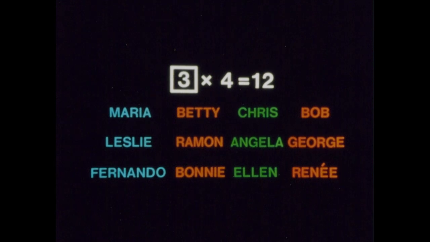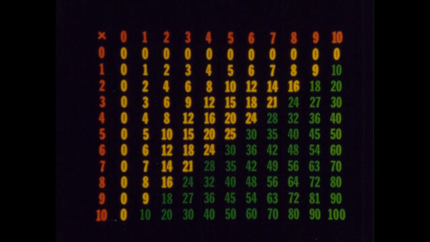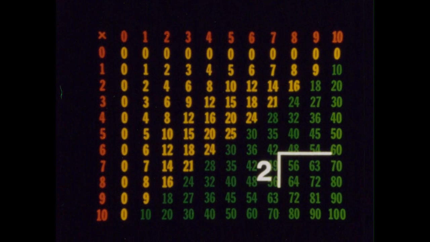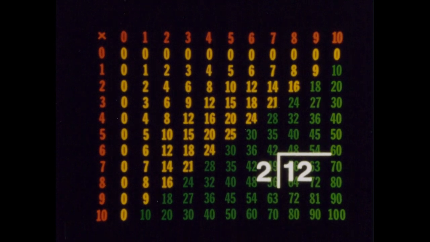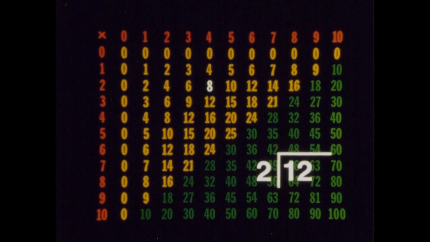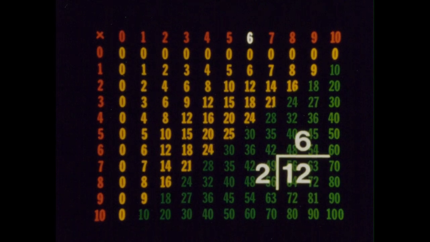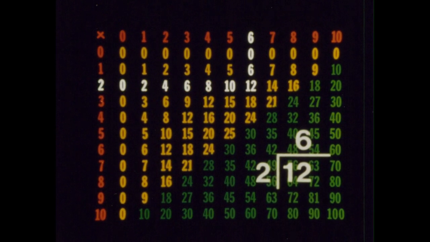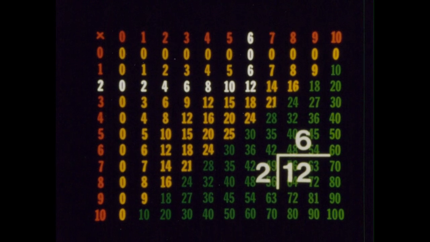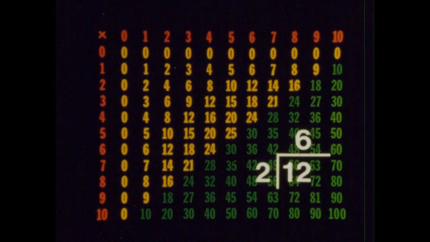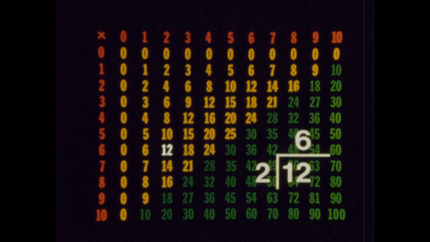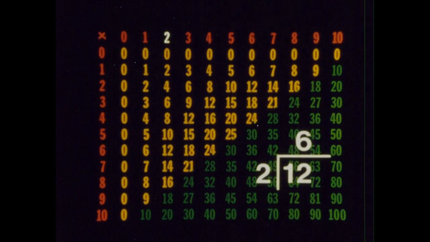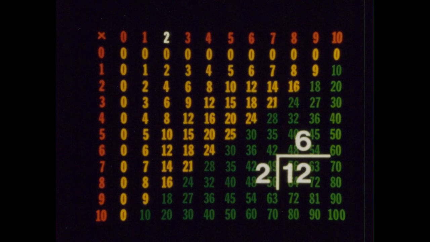Now let's look at the multiplication table. If we want to know how many 2's there are in 12, we can find it in this multiplication table very quickly. How many 2's in 12? 6. We can prove this because we know that 6 times 2 is 12. We can also see how many 6's there are in 12. 2.